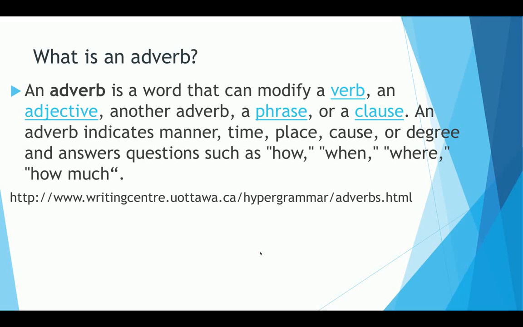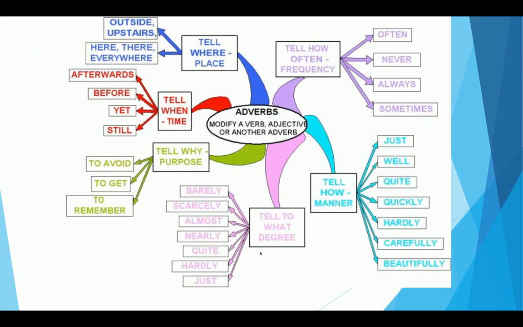An adverb is a word that can modify a verb, an adjective, another adverb, a phrase, or a clause. An adverb indicates manner, time, place, cause, or degree, and answers questions such as how, when, where, how much. So here you have some examples of adverbs. Words like afterwards, before, or if you're telling the degree, barely, almost. Manner, you have just, well, quite, and so on. Unlike an adjective, an adverb can be found in various places within the sentence.